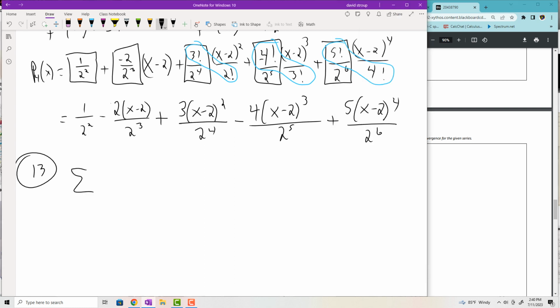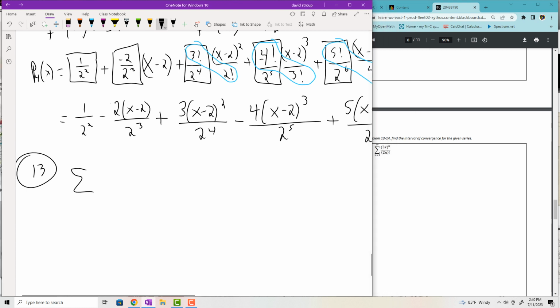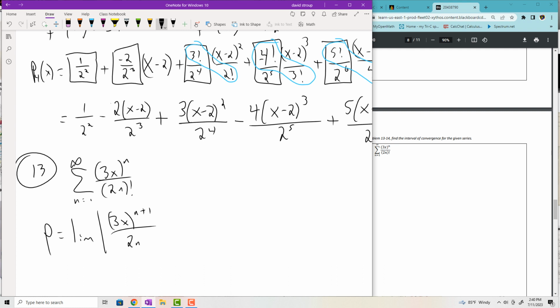We have the sum of 3x to the n all over 2n factorial from n equals 1 to infinity. Okay, so the workhorse for these problems is the ratio test. So I do the limit of a sub n plus 1. And one big difference here is you need to keep those absolute values in play, right? Times, we'll take the reciprocal of a sub n.